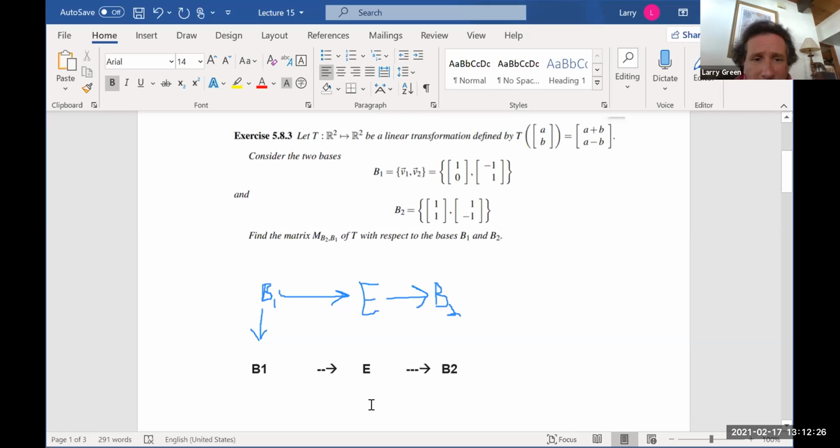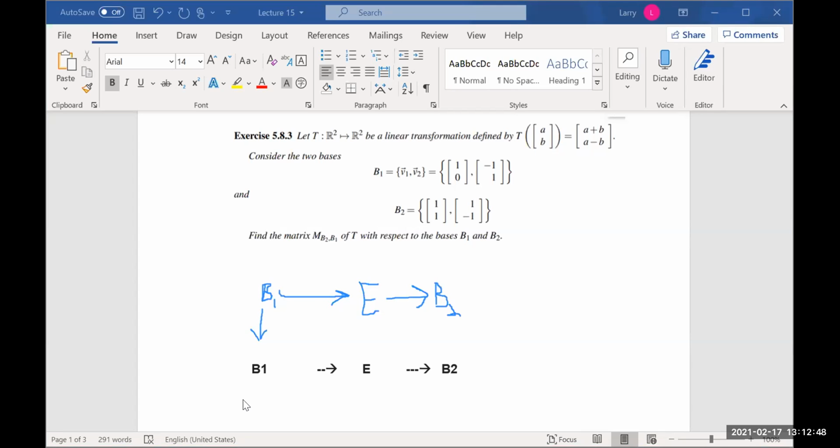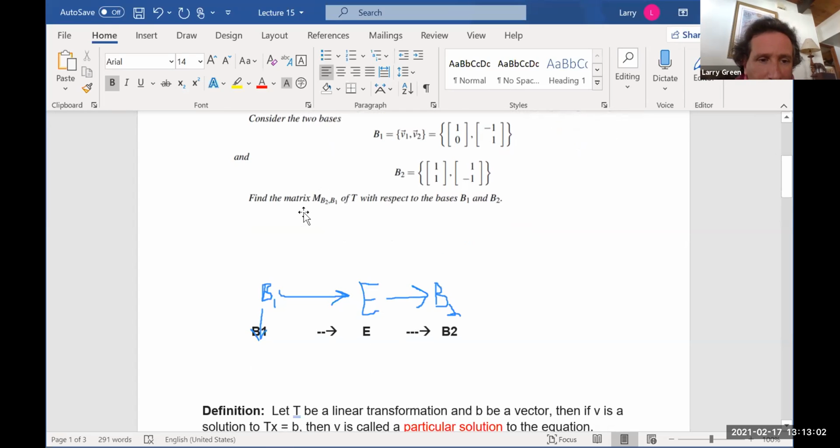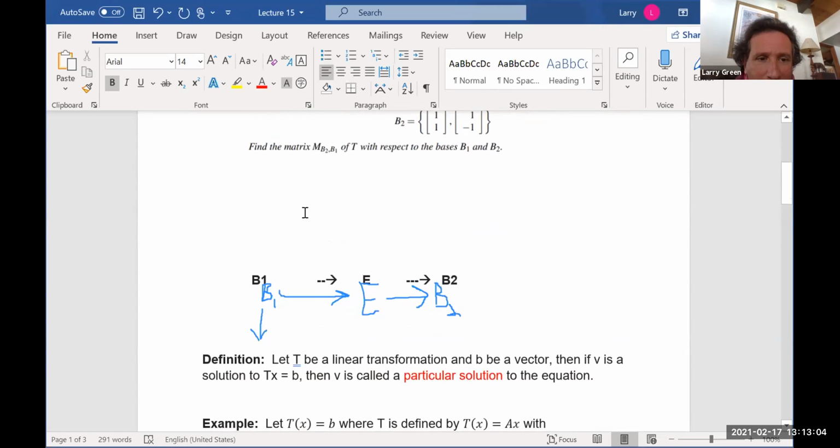Okay, so now what we want to do is realize that if we're going to go from B1 to E, then to do that, it's just the matrix that looks like B1. Does that make sense? Is that clear? Okay, so this first matrix from B1 to E will just be (1, 0), (-1, 1). So let's do that.